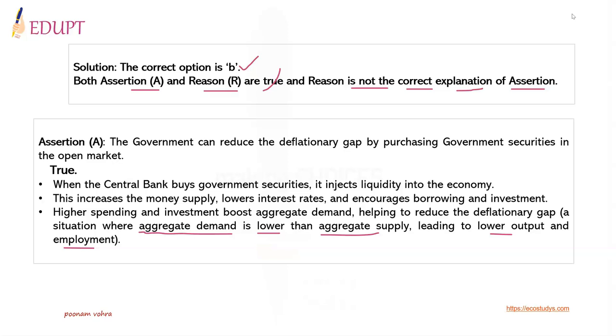Now, what will happen when government purchases the securities? In that case, it injects liquidity into the economy, and hence money supply increases. With increased money supply, interest rate is reduced, which encourages borrowing and investment, making it possible for the people to spend or invest, and by such activities, aggregate demand gets boosted, which helps to reduce the deflationary gap. So the statement is true.